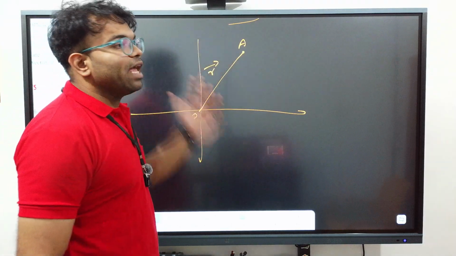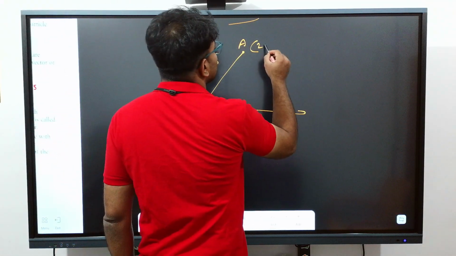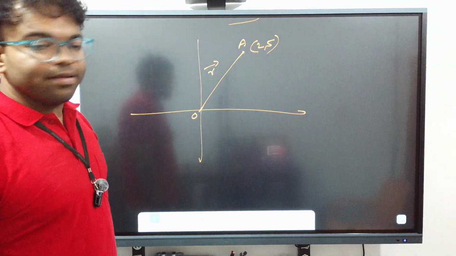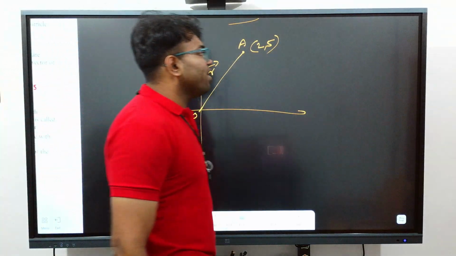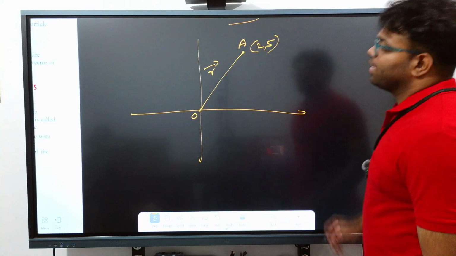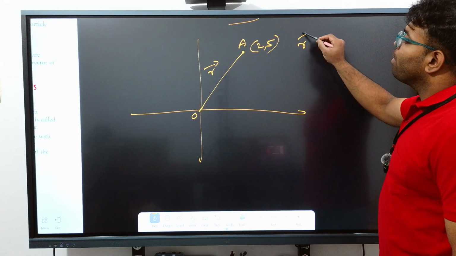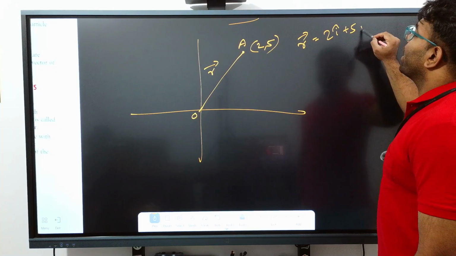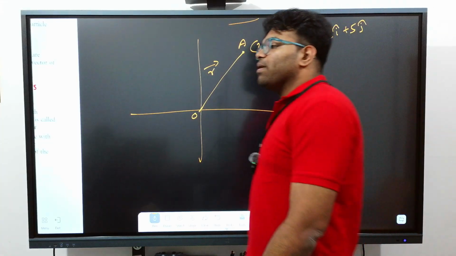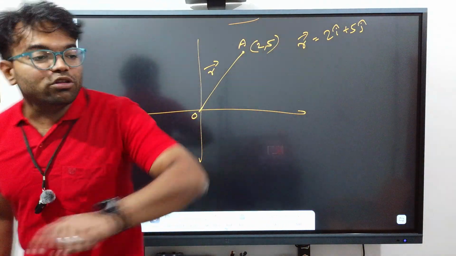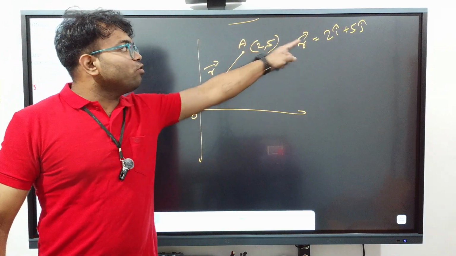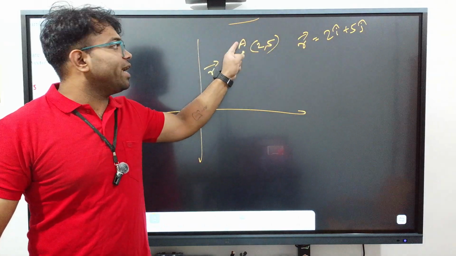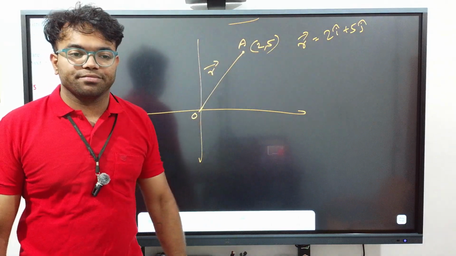For example, this A can be any point. It can be 2, 5. Now, this 2, 5 vector is in the first quadrant. So, R becomes equal to 2i cap plus 5j cap. So 2i cap plus 5j cap represents the position vector of the point A with respect to the origin.